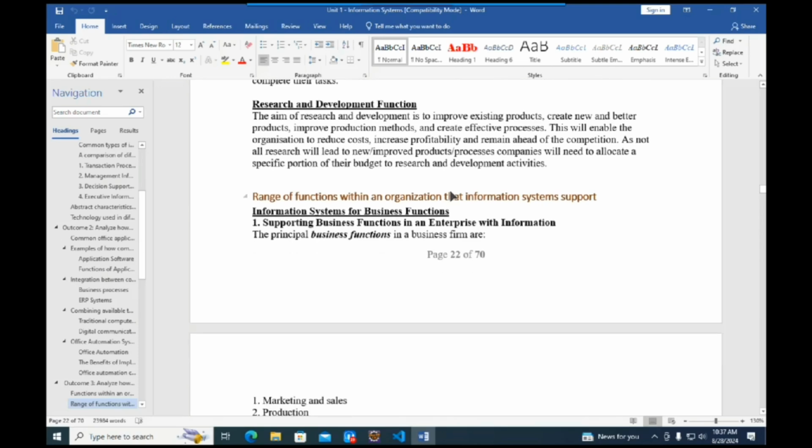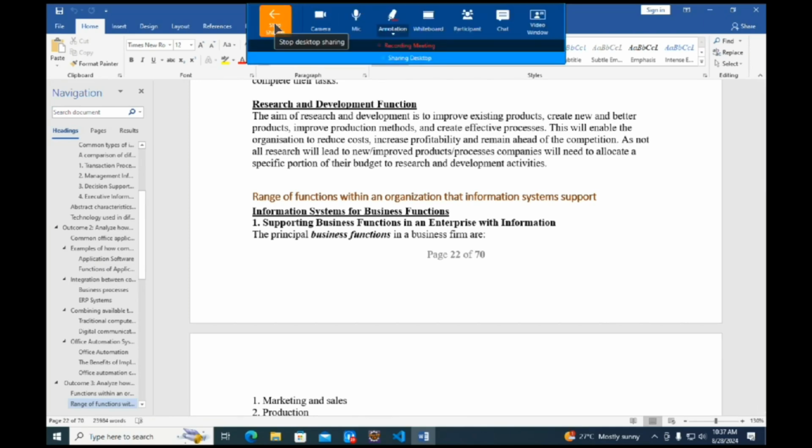Now we were just looking at the general functions. Now I want us to look at the range of functions within an organization that information systems support. The functions that we have just looked at are general functions, so we want to focus on which functions the information systems support. But before we move to that, I want to take one or two questions before I go ahead.